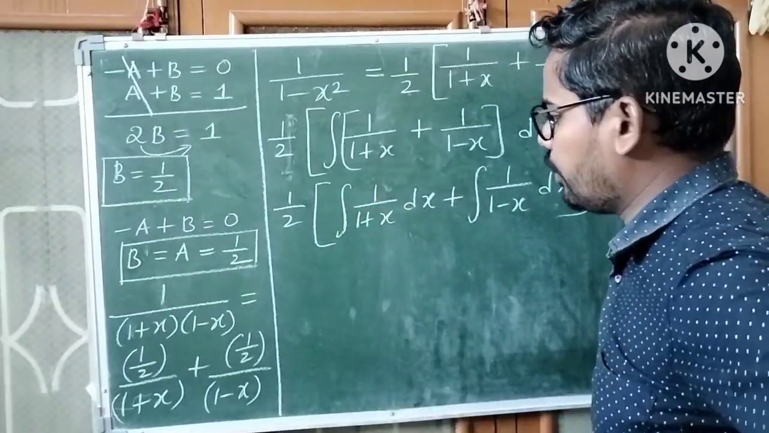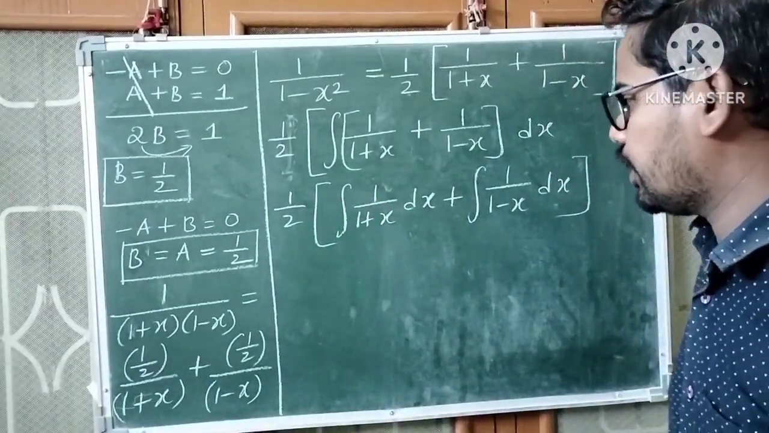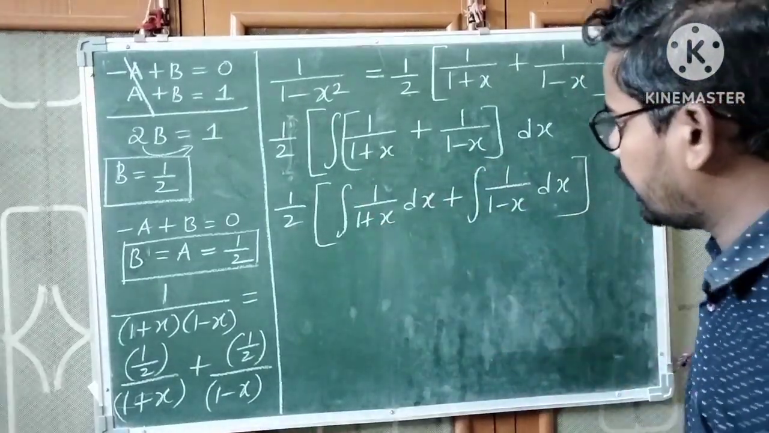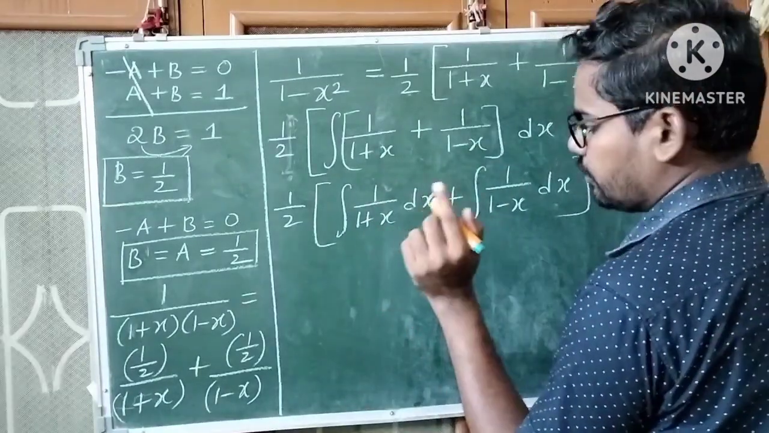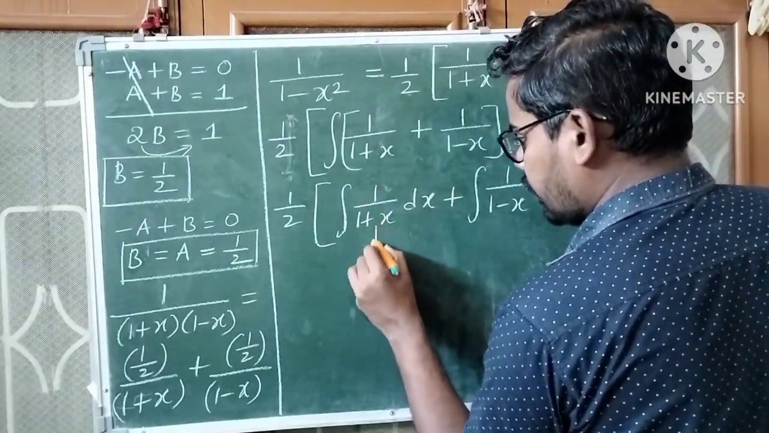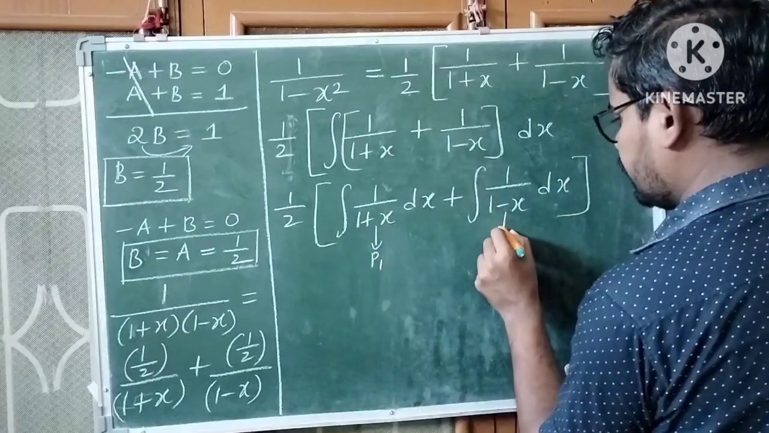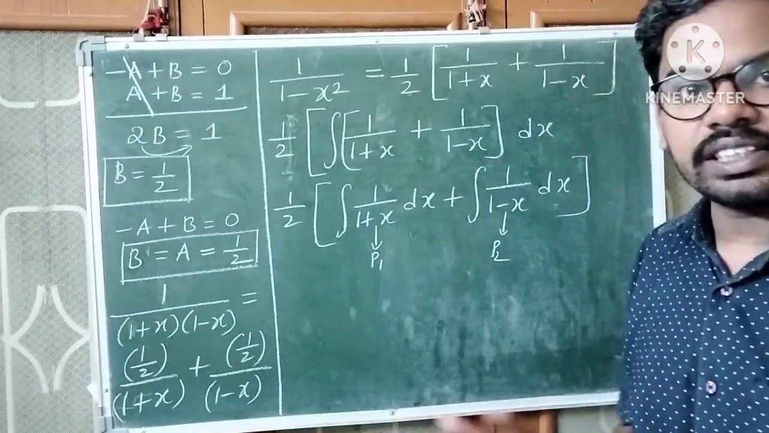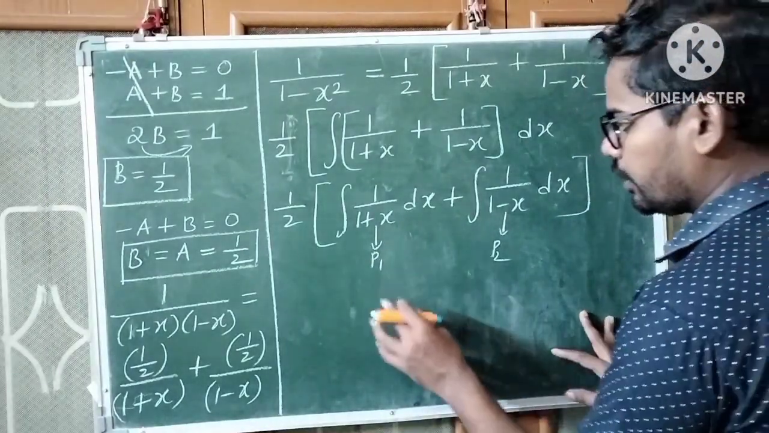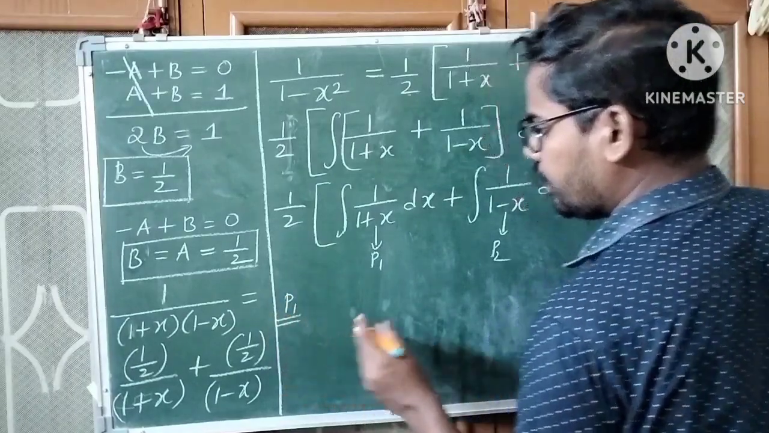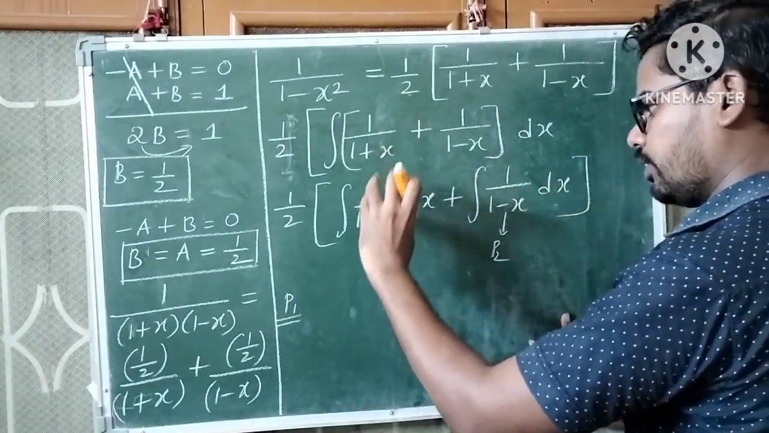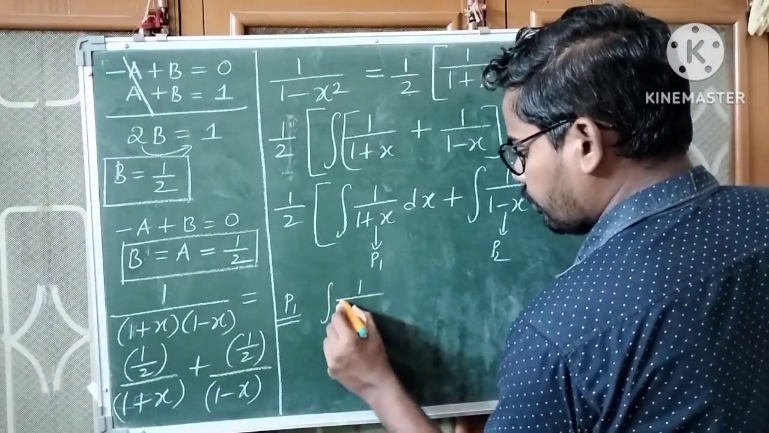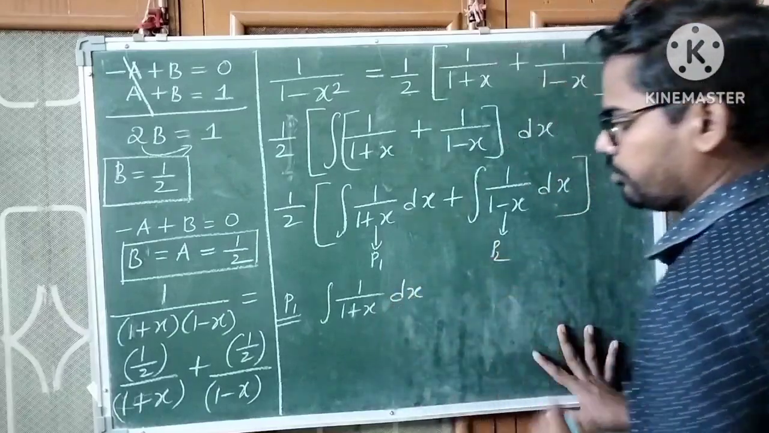Now see, integral 1 by 1 plus x dx, and integral 1 by 1 minus x dx. So we need to find the integral of this function and this function. First, let us consider this function. So this is part 1 and this is part 2. Okay? Let us find the integration in 2 parts. So part 1, let us find the integration of 1 by 1 plus x. So here part 1 is integral of 1 by 1 plus x dx.